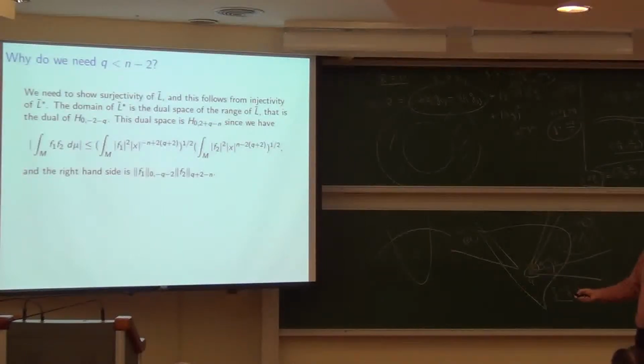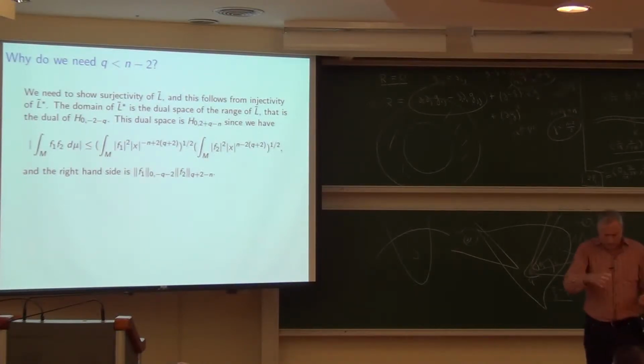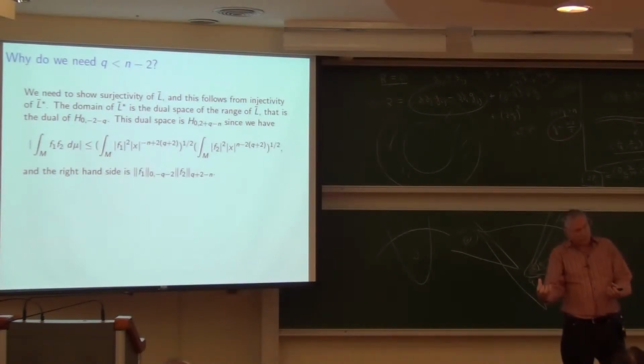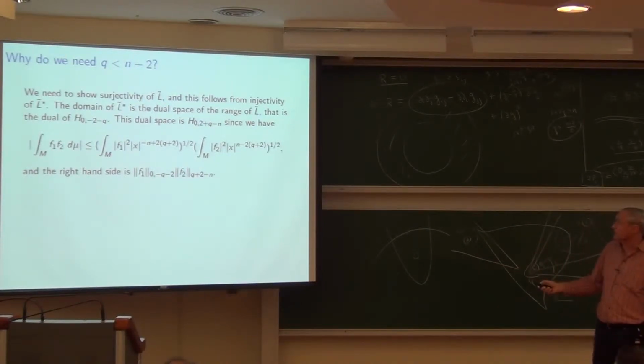L2 with decay minus 2 minus Q. Now the important thing is that the dual space of this space, which would be the domain of L star, is actually L2 with decay 2 plus Q minus N. So basically when you impose a weight, the dual space, the sign of the weight changes, but in this case we're working on Rn, which has some volume growth, so that gives you a minus N there.